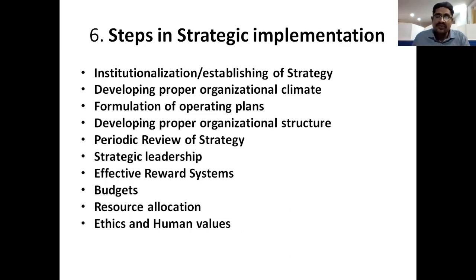Then the employee feels satisfied. Then he will give more results to our company, right? That is the point here. An effective reward system gives another factor, another step, to the implementation of strategies. Next, preparation of budgets. Budgets means here allocation of different amounts to the different expenses. That is called budgets.